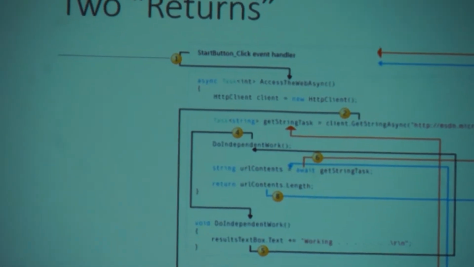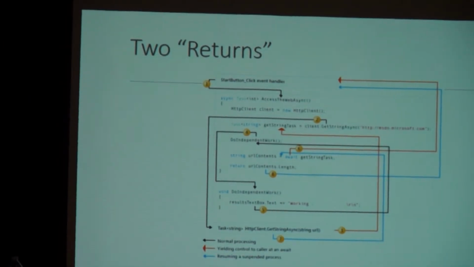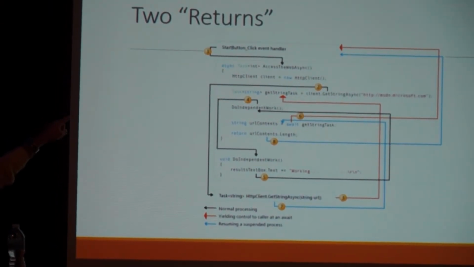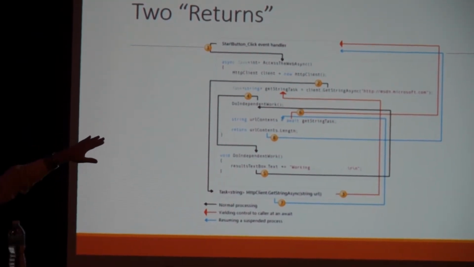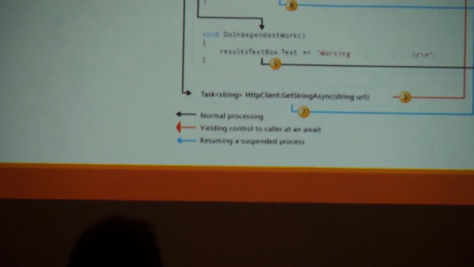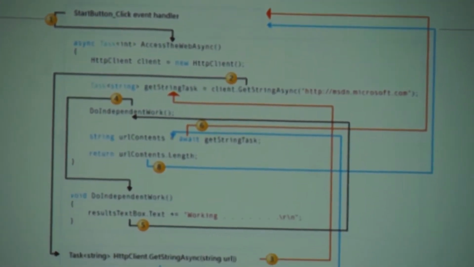With an async method, and this is from Microsoft's documentation, so I generously borrowed it from them, you can see that a simple looking method with async and await becomes very, very complex in terms of how it operates. So we start with a click handler that comes in as number 1 at the top. I know it's a little hard to read, but basically we come into the method, which is async task event, access the web async. And then we do some synchronous things like new up an HTTP client. Then we call client.getStringAsync. But in this case, we're not awaiting it. We're just getting the task back.